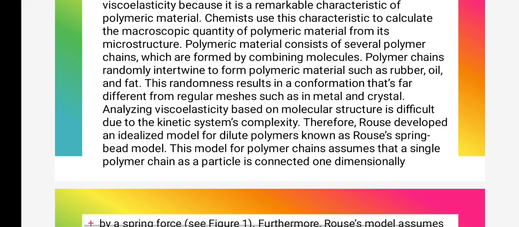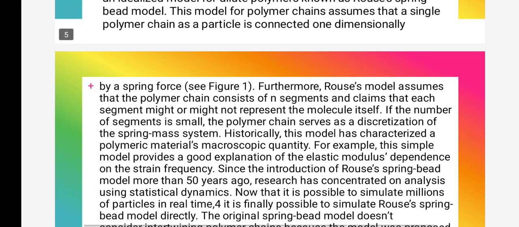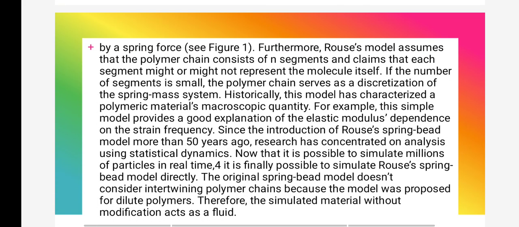Analyzing viscoelasticity based on a molecular structure is difficult due to the kinetic system's complexity. Therefore, Rouse developed an idealization model for polymers, such as the Rouse spring bead model. The model for polymer chains assumes that a single polymer chain has particles interconnected one-dimensionally by spring force, see figure 1. Furthermore, the Rouse model assumes that the polymer chain consists of n segments and each segment may or may not represent a molecule itself.